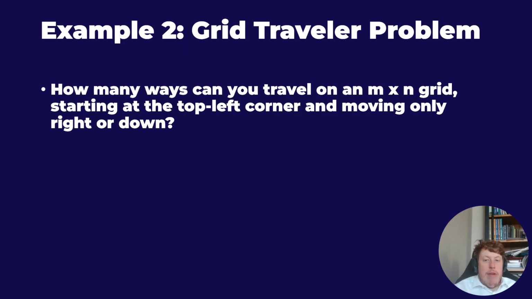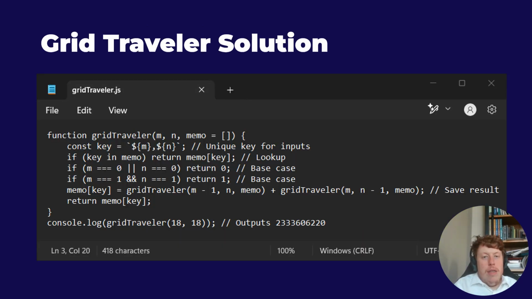Let's solve a classic recursion problem. How many ways can you travel on an m by n grid, starting at the top left corner and moving only right or down? To solve the grid traveler problem, we combine recursion with memoization to handle overlapping subproblems efficiently.